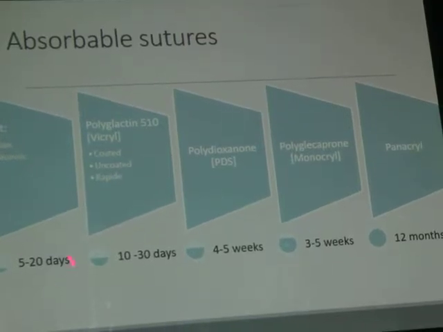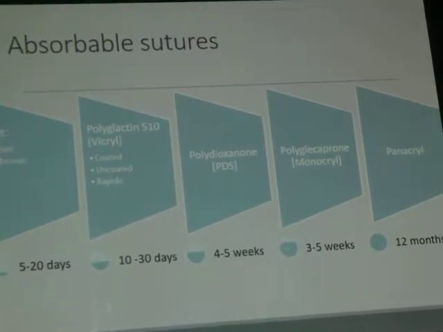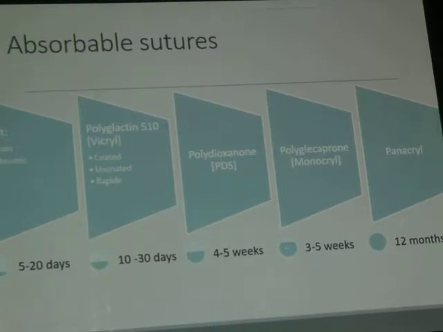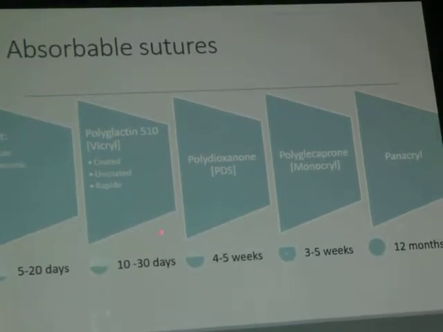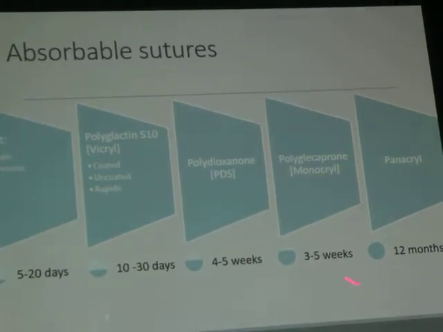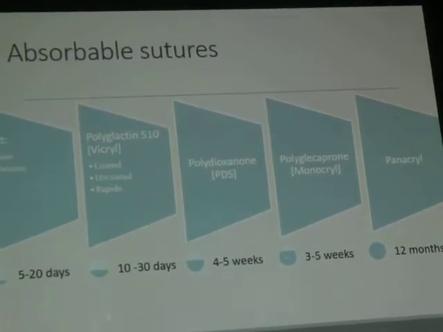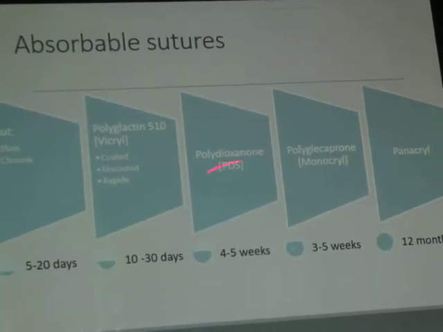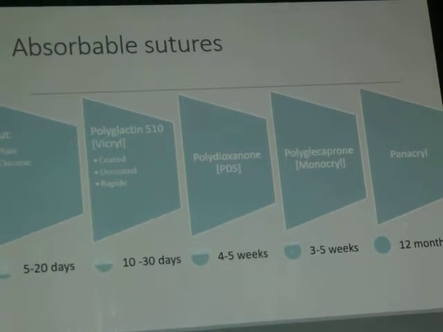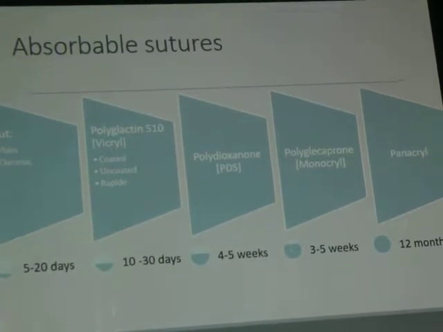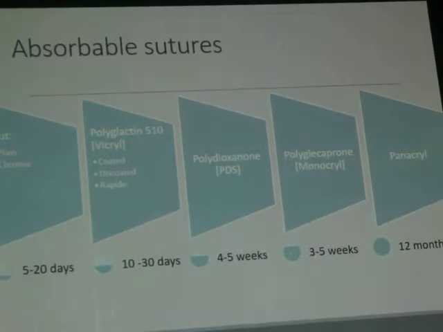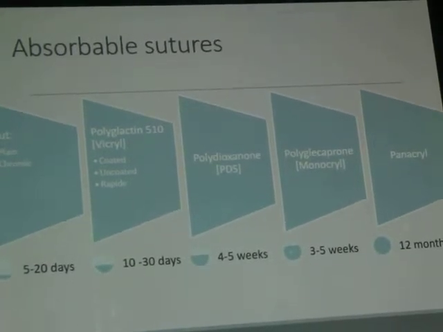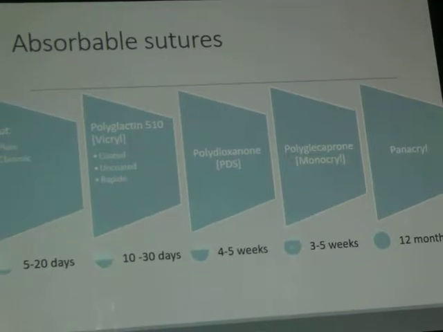وده الduration بتاعتهم اللي بيقعدوا فيها في الجسم. يعني البلين والكروميك كات بيقعدوا around 12 to 15 days. الفايكريل بيقعد من 10 ل 30 يوم. الPDS بيقعد 5 أسابيع، المونوكريل بيقعد 5 أسابيع، والباناكريل بيقعد حوالي سنة ويبقى absorbed في النهاية. I have all this range of durations. فأنا أختار السوتشر اللي تناسب الاستخدام بتاعي وتناسب التيشو وتناسب التنشن على التيشو بتاعي.